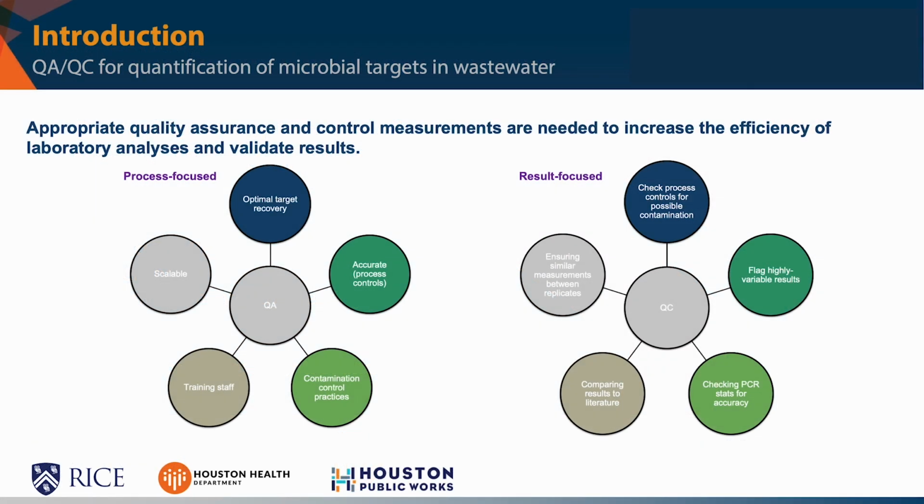I first want to start with discussing quality assurance and quality control as it pertains to wastewater surveillance. QA, or quality assurance, primarily focuses on the processes and techniques used to improve the quality of WBE programs, such as training, contamination control practices, and processes to ensure the results are accurate, processes to optimize target recovery, and strategies used to efficiently scale up when needed also fall under the QA.